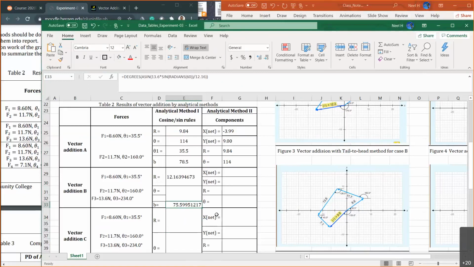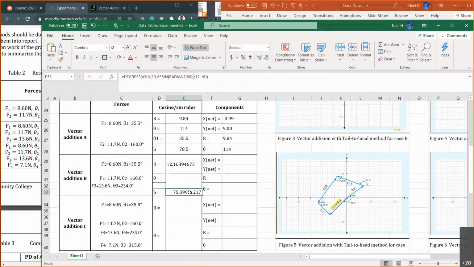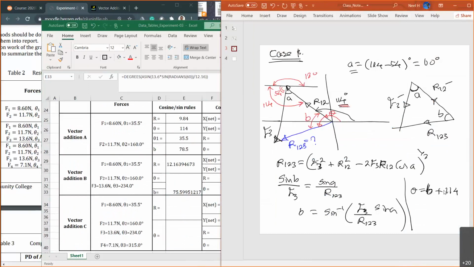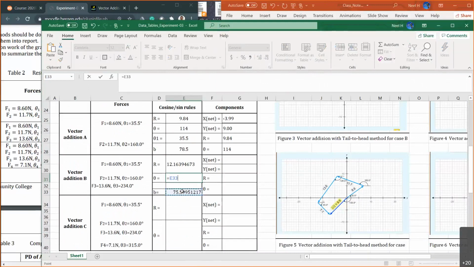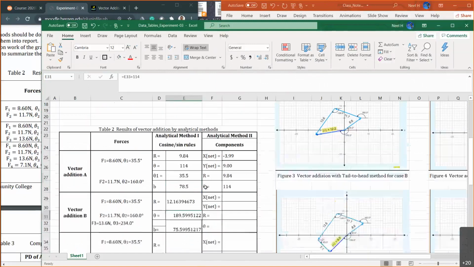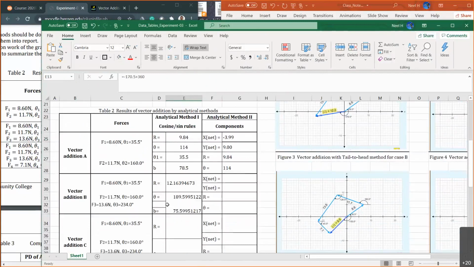That's not the answer we're looking for. The answer we are expecting is 189. Now to get that, I need to add the 114 degrees, okay? Let's add that. So equal sign, this number plus 114. So I'm getting 189.599. We are expecting 189.5, so we are close. Let me write it down here. Theta is actually equal to B angle plus 114. Then you have all the information there.